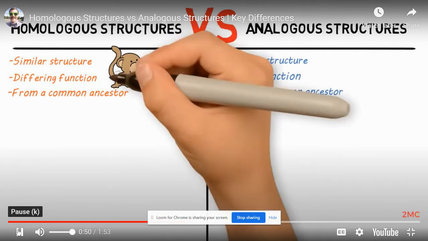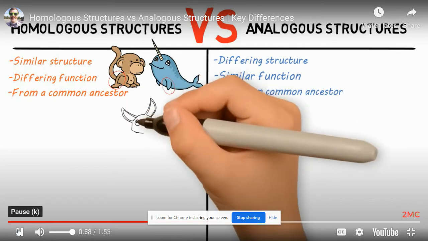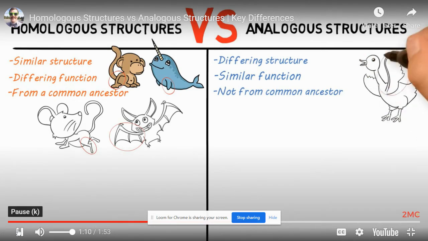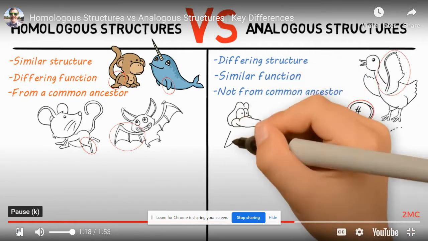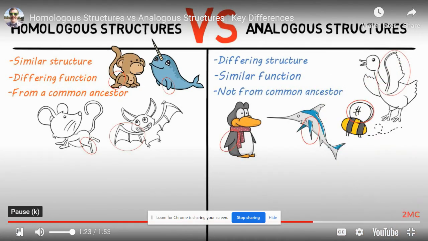So the arm of the monkey and the fin of a narwhal. Those would be homologous structures because they are a similar structure but have a differing function. Again, the wing of a bat and the leg of a mouse would be homologous structures. Some analogous structures examples. Look at the wing of a bird versus the wing of an insect. Definitely a similar function, but not the same structure and not from a common ancestor. Again, another example, the fin or wing of a penguin and the fin of a shark. They both use them to swim with, so similar function, but a different structure.